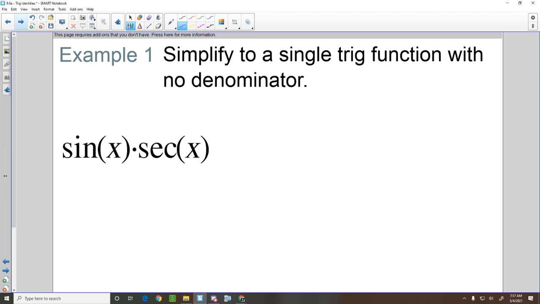Look at those identities that you wrote down at the start of the lesson and see what you can substitute one of these with. Remember, my first recommendation to you is to always just try to write everything in terms of sine and cosine and see what happens.